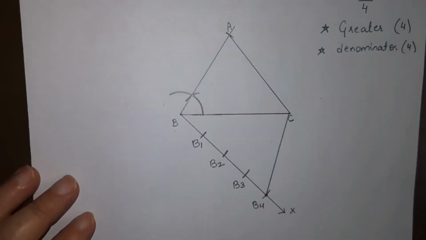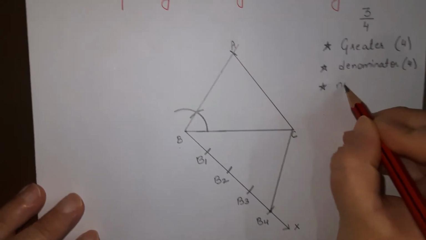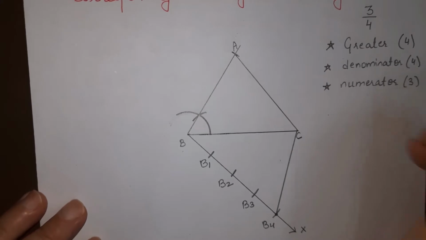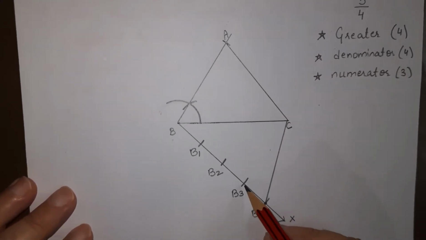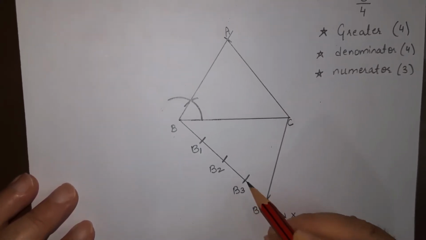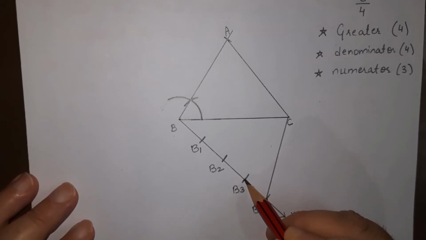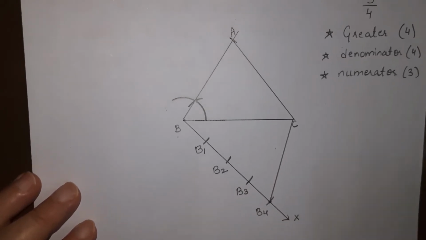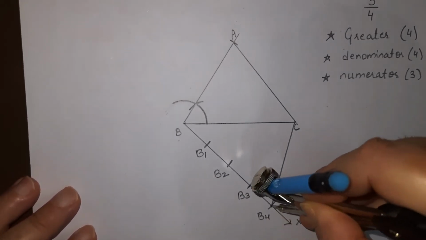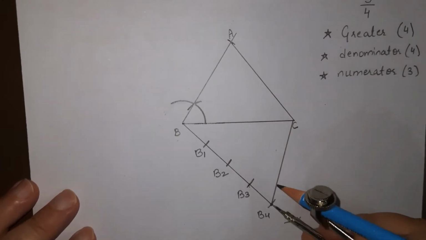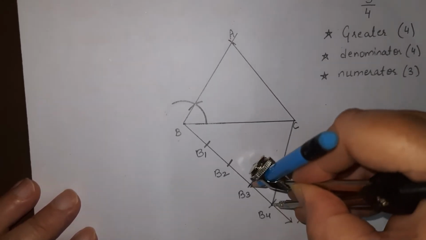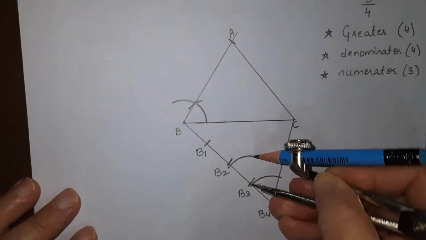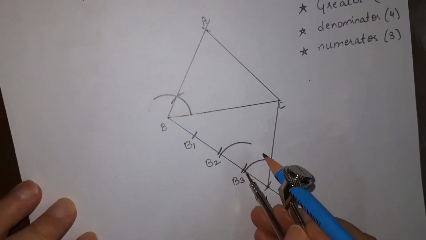Now we will see the numerator which is 3. This means this 3rd point is to be taken and a line through this 3rd point is drawn which is parallel to B4C. So let us draw the parallel line. For that we will use the concept of corresponding angles. When two lines are parallel, the corresponding angles are equal, or when the corresponding angles are equal, lines are parallel.